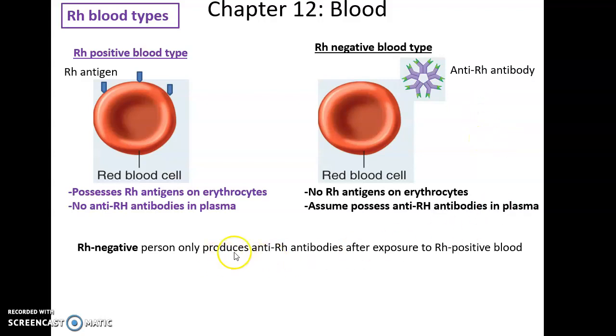Now, technically, someone who's Rh negative doesn't initially produce the anti-Rh antibodies. They have to initially be exposed to Rh positive blood. But whenever you give someone a blood transfusion, there's no way to know if they've been exposed or not, so you should always pay attention to whether they are positive or negative.